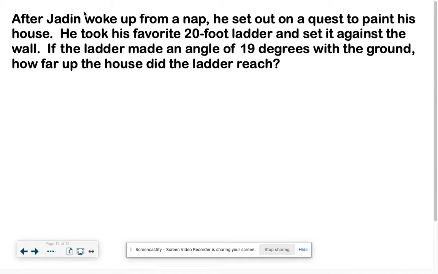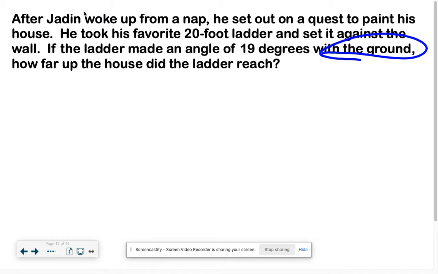I believe in you. So this first one says, after Jaden woke up from a nap, he set out on a quest to paint his house. He took his favorite 20-foot ladder and set it up against the wall. If the ladder made an angle of 19 degrees with the ground, I changed this, and here it says with the wall, put the ground, okay? It makes more sense. How far up the house did the ladder reach?